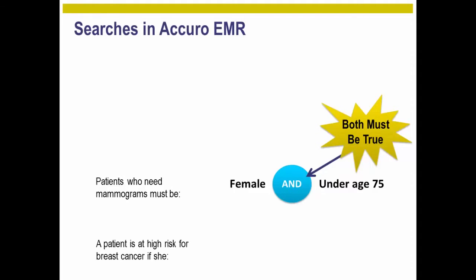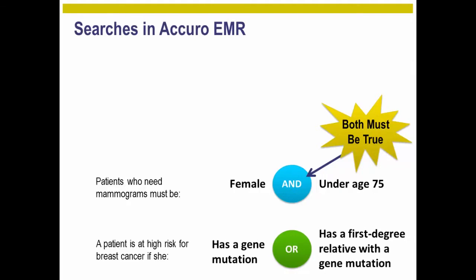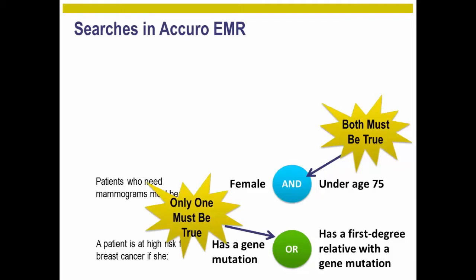You'll use OR when only one of two lines has to be true. So for example, if you're looking for patients who may be at high risk for breast cancer, those patients could either have a gene mutation that increases their cancer risk or have a first-degree relative with a gene mutation. Either of those may put the patient at a high risk, but you don't need to have both.